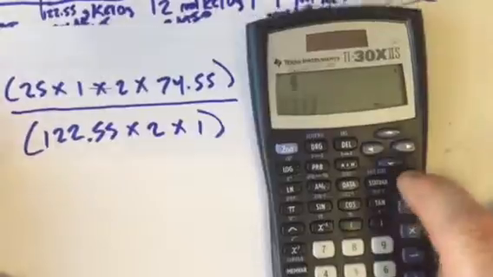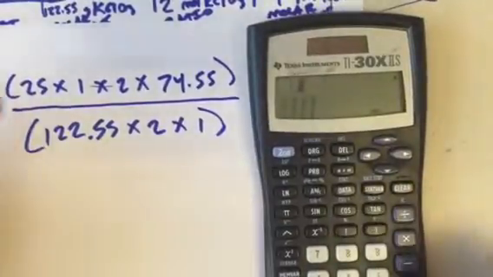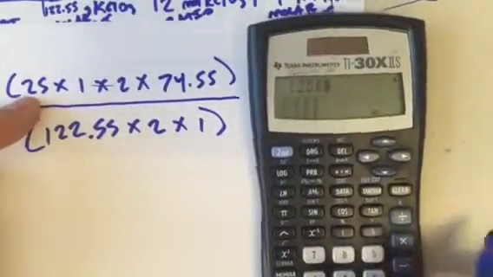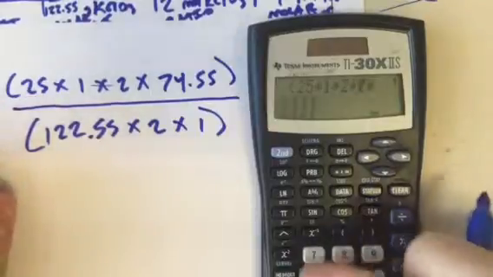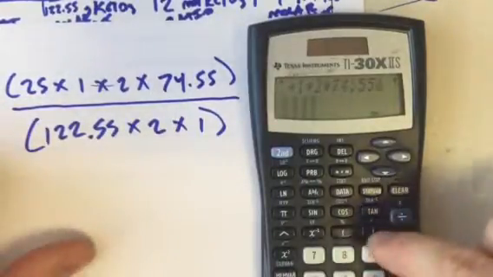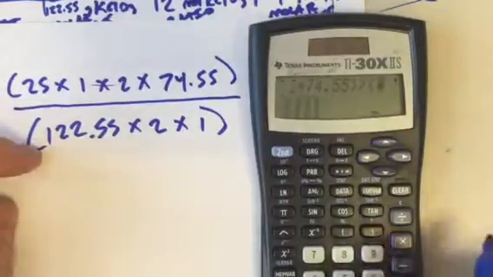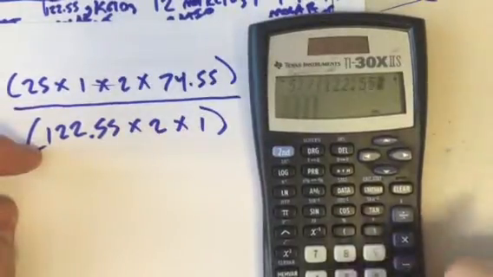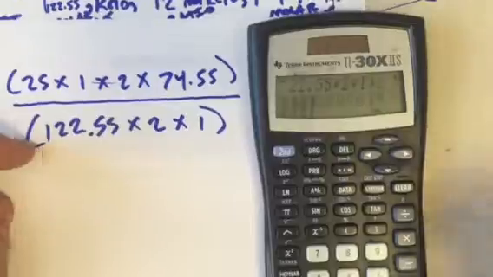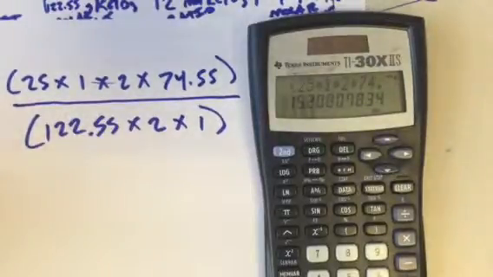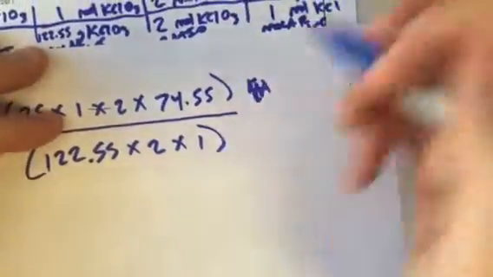So here's what you're going to do in your calculator, button for button. Open parenthesis. 25 times 1 times 2 times 74.55. Close. Divided by, open. 122.55 times 2 times 1, close, equals. It's a lot of button pressing, but you end up with this answer. Round this answer to the hundredths place, 15.21.